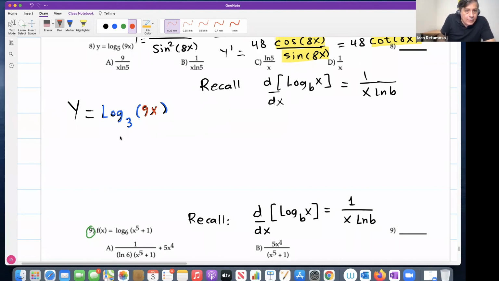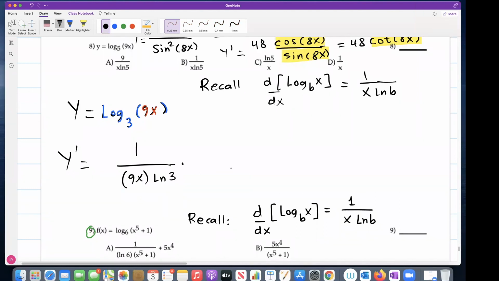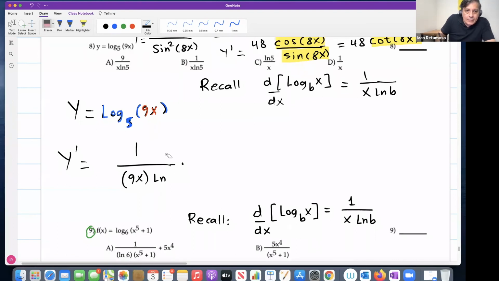The derivative of the outside function should be simply 1 over whatever the argument is, 9x here, multiplied by natural log of this base 3. The base should be 5, sorry. Thank you, this base is 5. So this guy should be 5. Yeah, this is small.